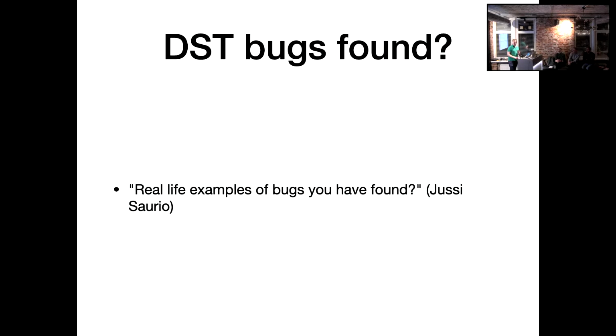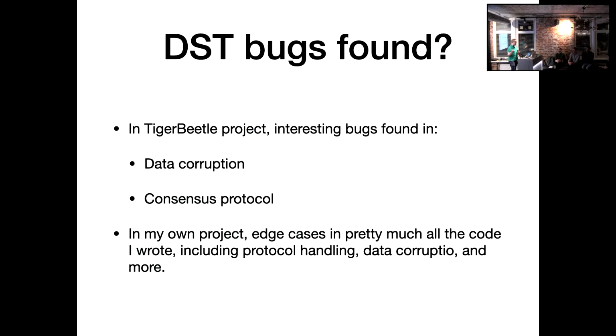Then there was a question about DST bugs found, real life examples of bugs you have found. I found a lot of bugs, mostly edge cases. I'm just going to cite Tiger Beetle because, like in my project, pretty much any edge case that you forgot about, the simulator found. Just off by one or whatever. Protocol handling, data corruption, and more.